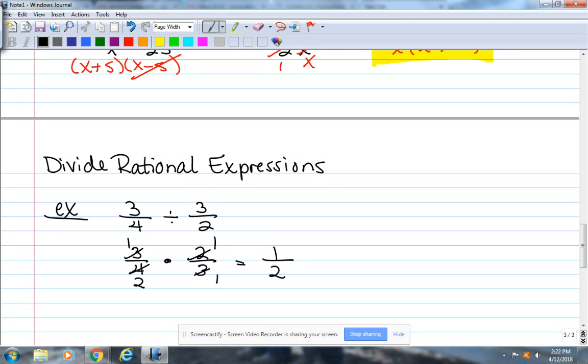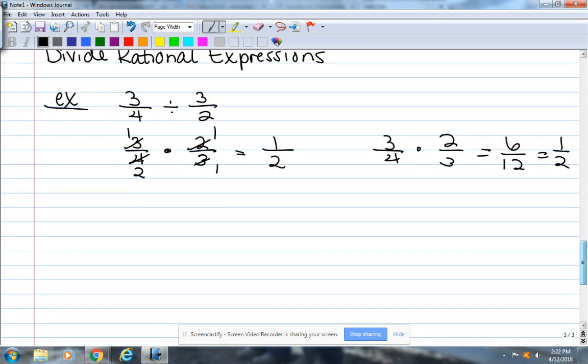Or you could have multiplied across and then reduced. 3/4 times 2/3. 3 times 2 is 6. 4 times 3 is 12. And 6/12 is a half. Either way. That's the way I learned it. Okay. But first, the first thing you do when you divide is to keep it, change it to multiply, use the reciprocal. Right? Same thing with polynomials.